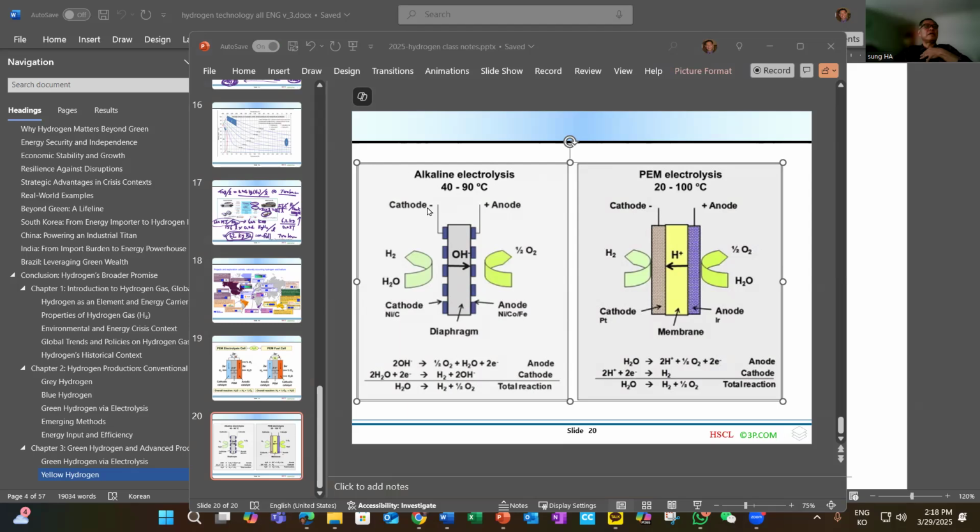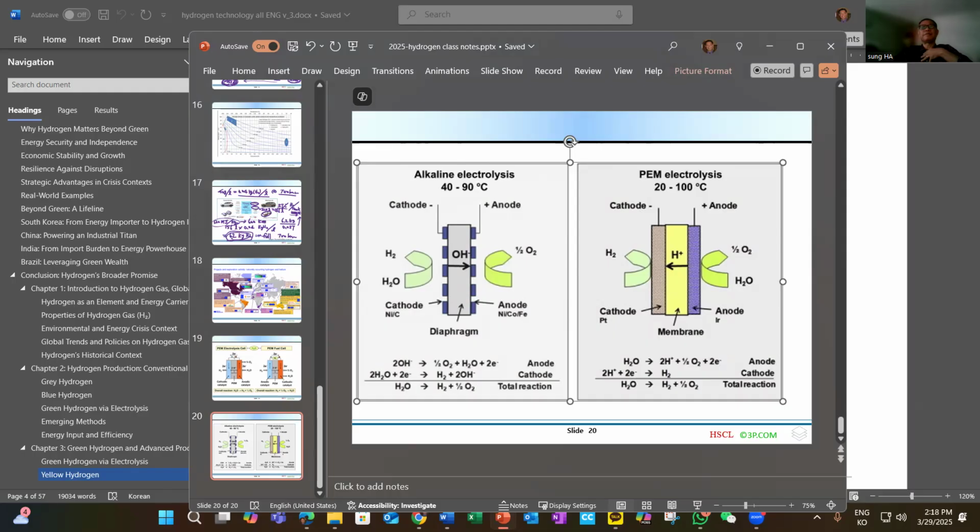Actually, the alkaline is the more conventional method, operating at a little lower temperature, and the efficiency is a little bit lower than PEM. PEM is higher in efficiency than alkaline, but the initial investment for the alkaline method is cheaper than PEM. So the PEM method needs a little more expensive initial investment.